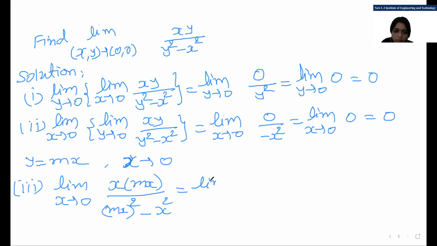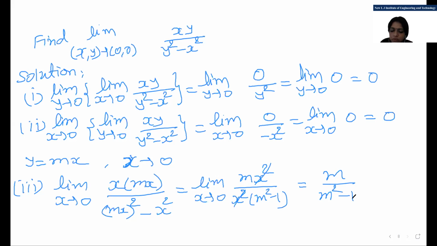So limit x tends to 0, this is mx square upon m square x square. If I keep x square as common, then x square times (m square minus 1) in the denominator, and both x square will be cancelled out. So as limit x tends to 0, our answer is m upon m square minus 1.